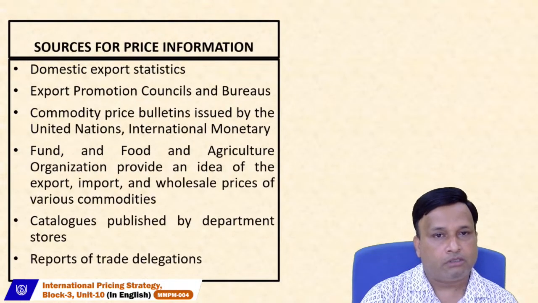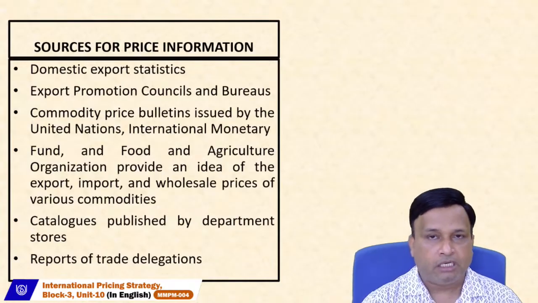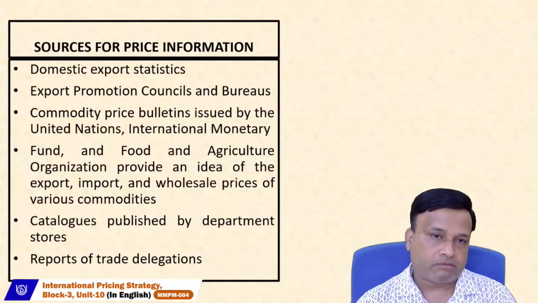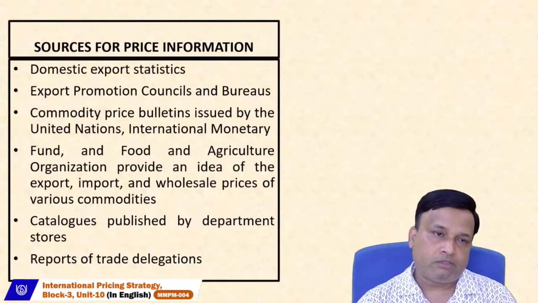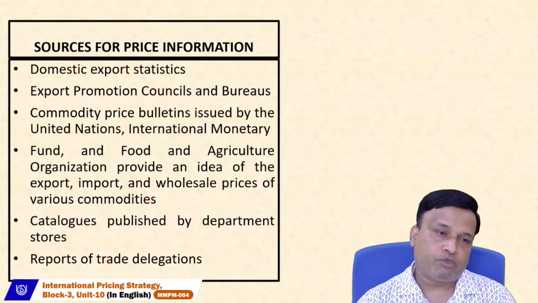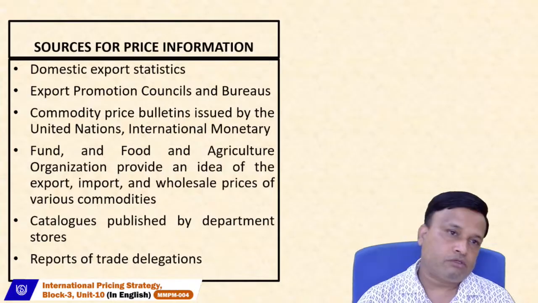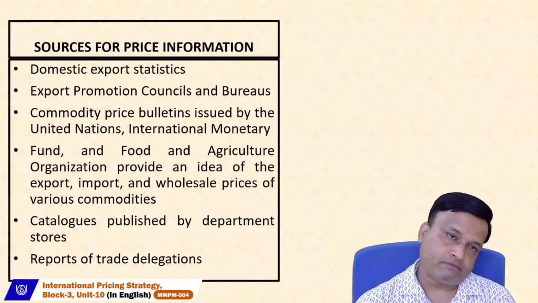Next, we talk about the sources of price information, that is, where you get information about pricing. You have domestic export statistics, export promotion councils or bureaus, commodity prices and price bulletins, the Food and Agriculture Organization, which provides an idea of exports and imports, catalogs published by department stores, and reports by trade delegations. All of that decides your sources of information for deciding the price.